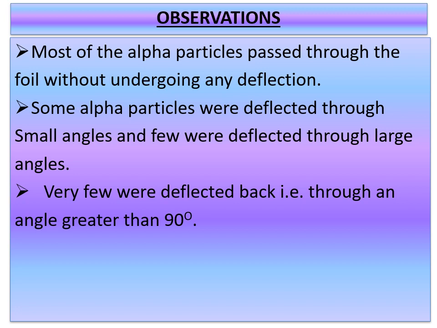So children, up to now I told this picture explanation. Now listen once, these are the main observations given by Rutherford. Most of the alpha particles passed through the foil without undergoing any deflection. We have seen this in the group of atoms as well as in a single atom. Some alpha particles were deflected through small angles and few were deflected through large angles. This is what I also explained. And very few were deflected back, that is, through an angle greater than 90. This part also I have discussed.